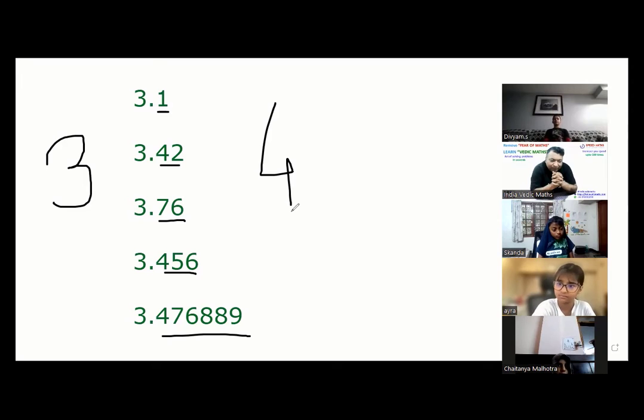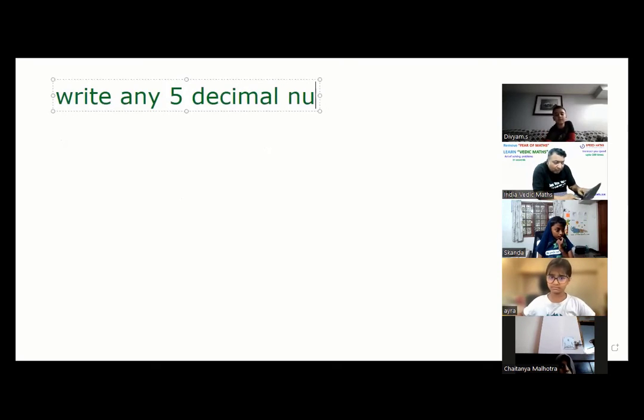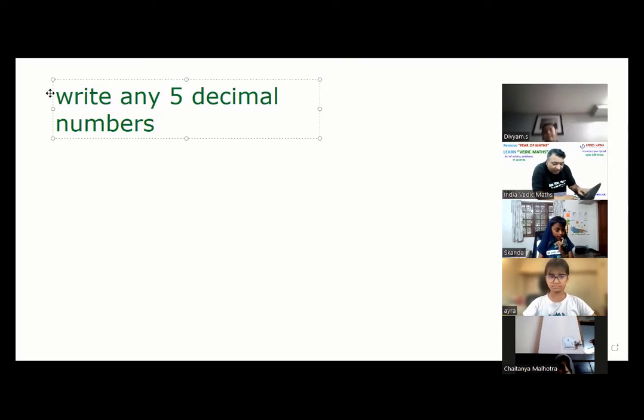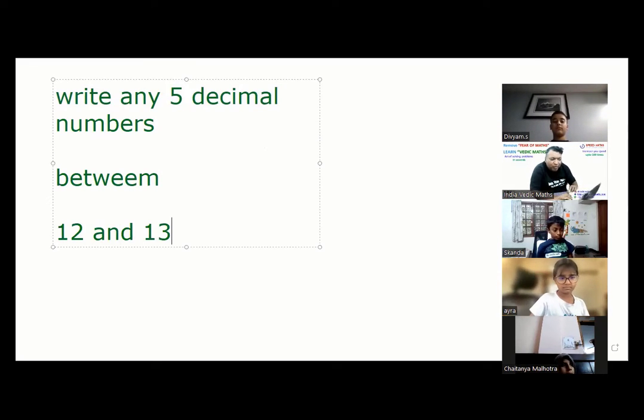Understood, Ira? Now, can you do one thing? I want everyone to write on chat any 5 decimal numbers. Guys, this is an exercise for all of you. Write any 5 decimal numbers between 12 and 13. Can you write on the chat and show me? Write any 5 decimal numbers between 12 and 13, please.